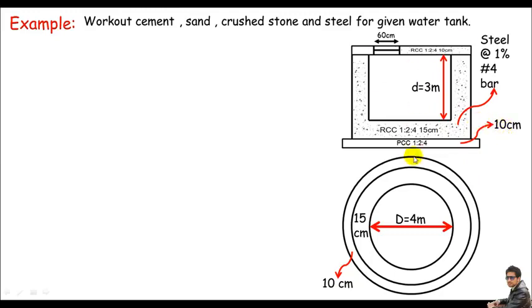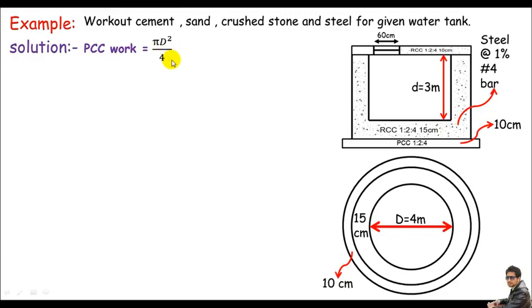I think these details are enough to calculate all the required things. I'll come straight to the solution. In the solution, my first approach is the PCC work. Looking at the base, we have PCC 1:2:4, and this external circle represents the PCC work, and the thickness is given as 10 centimeter. If I calculate the area of this circle and multiply it by the thickness, I can get the PCC work.